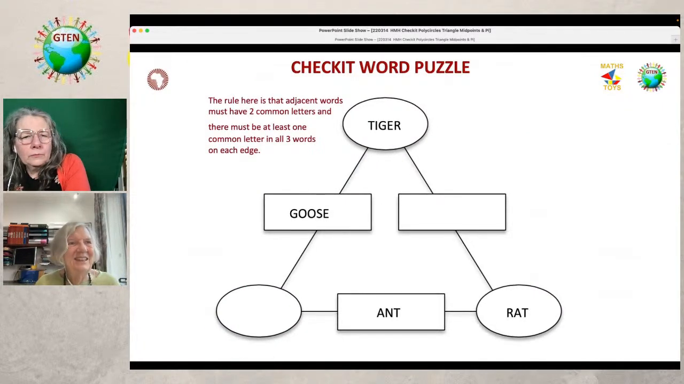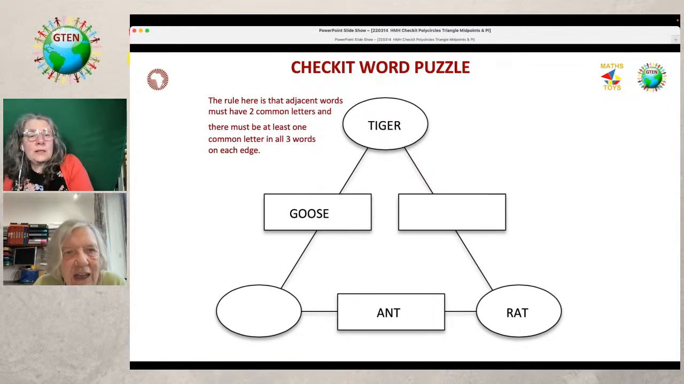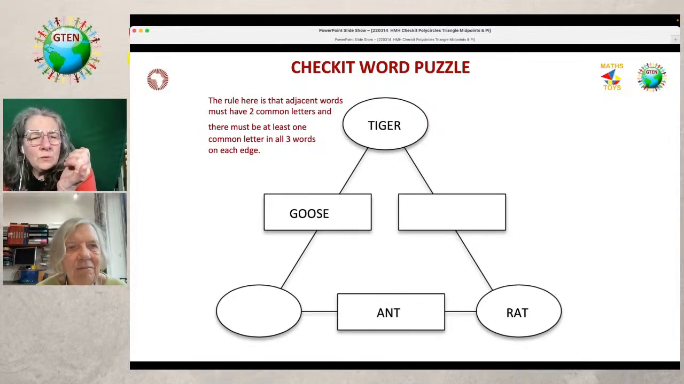What about this? Now that's nothing to do with maths, Toni. Those are words. Yes, it's just a word puzzle here. Well, here the rule is that adjacent words must have two letters in common. So tiger and goose have a G and an E in common. And rat and ants have an A and a T in common. So we've got to find a word that has two letters in common with goose and ant.